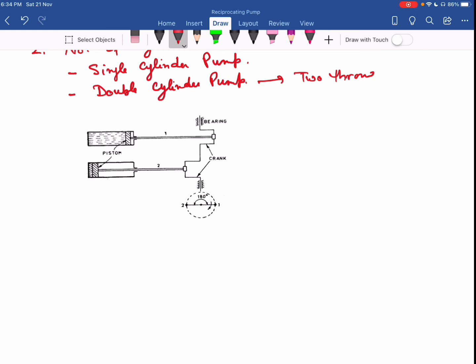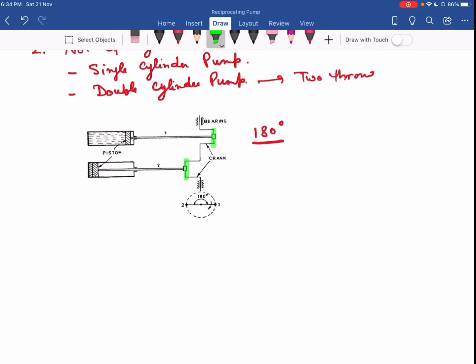Each piston is connected by a crank. Now the crank is set at an angle of 180 degrees. You can see the crank position is set at an angle of 180 degrees. On one side, one crank is on this side, and the second crank is totally on the opposite side, that is this one. So that we call set at an angle of 180 degrees.